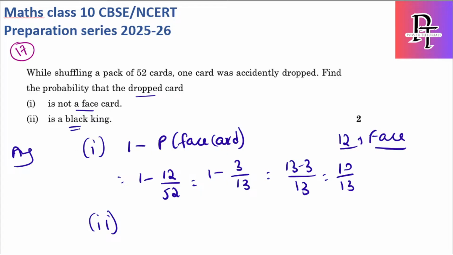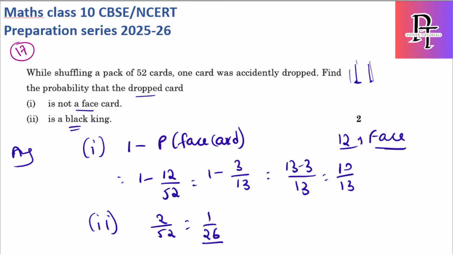So how many black cards are present? Black cards are 2 sets out of 52. 26 are black, and out of which they are asking for kings, so only one king per set. So a total of 2 black kings will be present. So what is the black king probability? It is 2 out of 52, or 1/26.